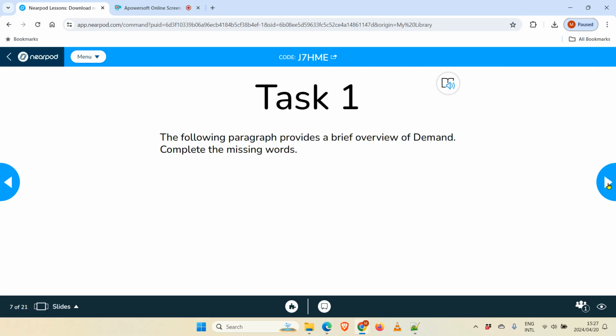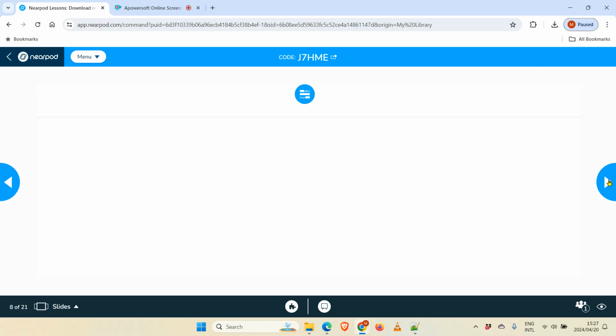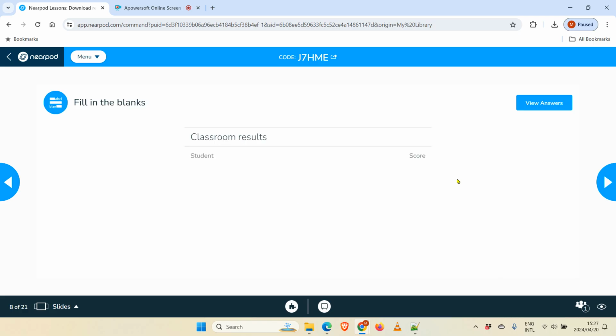Right, so our first task is an overview of demand, where I'm giving the students a paragraph with some missing words that the students will have to fill in. Okay, so let's just wait. Right, so there's a paragraph which students have to complete.